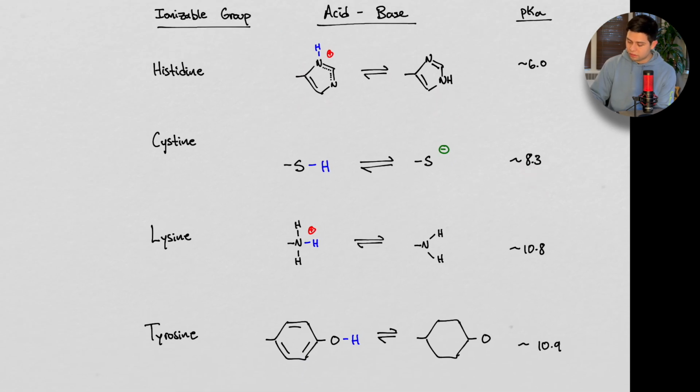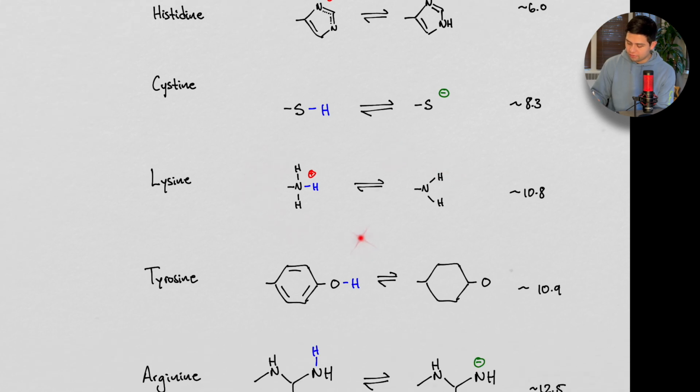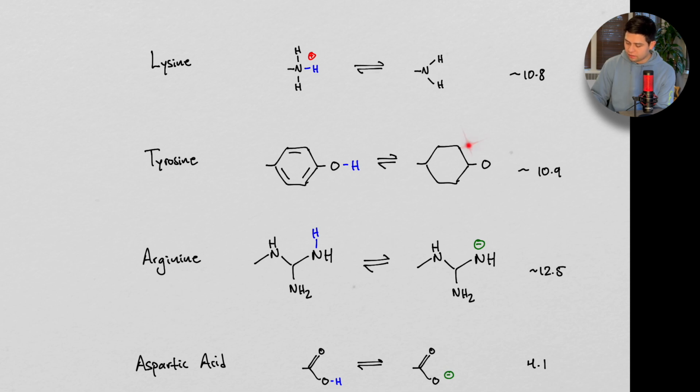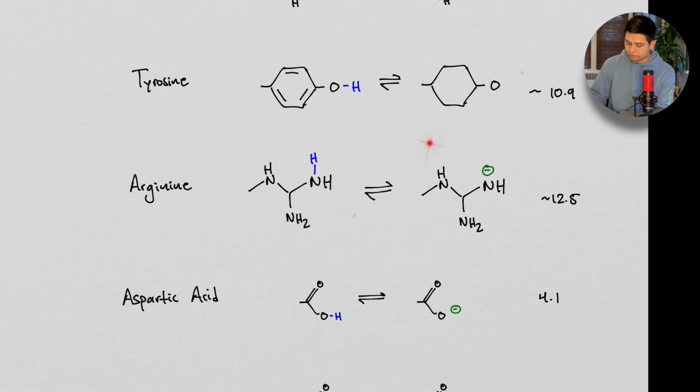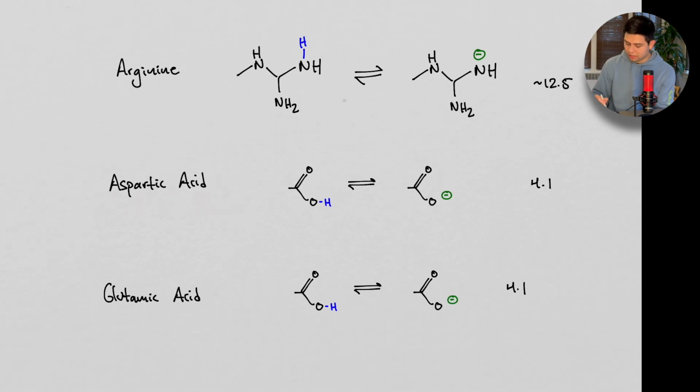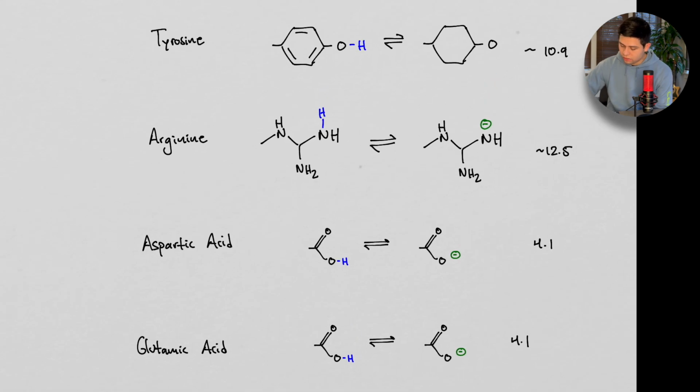At a pH of 8.3 for cysteine, we have these guys. Okay, at a pH of 10.8, we have this situation going on. At a pH of 10.9, we have this going on for tyrosine. At 12.5, arginine looks like this. And at a pH of 4.1, we have aspartic acid and glutamic acid looking like these guys. Okay, and so this is all fun and good.